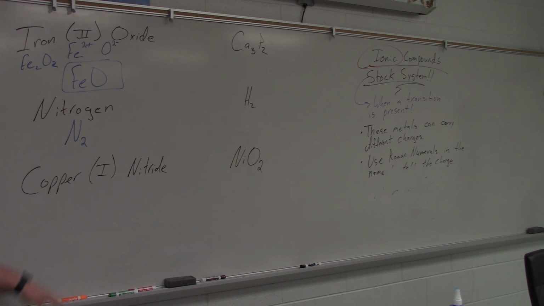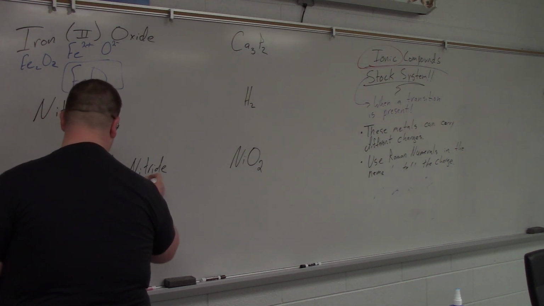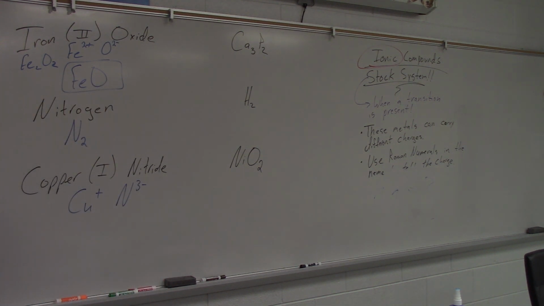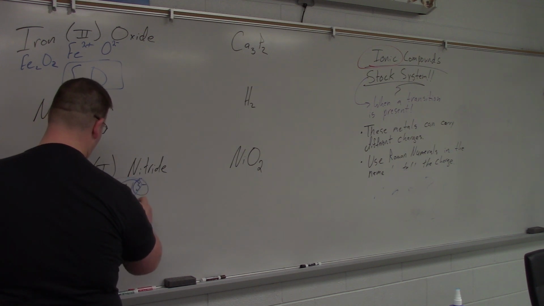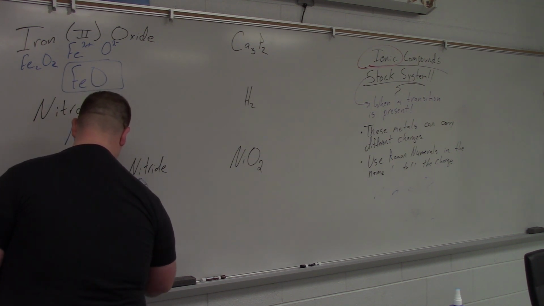All right, so here, copper 1 nitride. So copper 1, Cu plus, nitride, N3 minus. The 3 comes down for the copper, the 1 comes over for the nitrogen. So Cu3N.